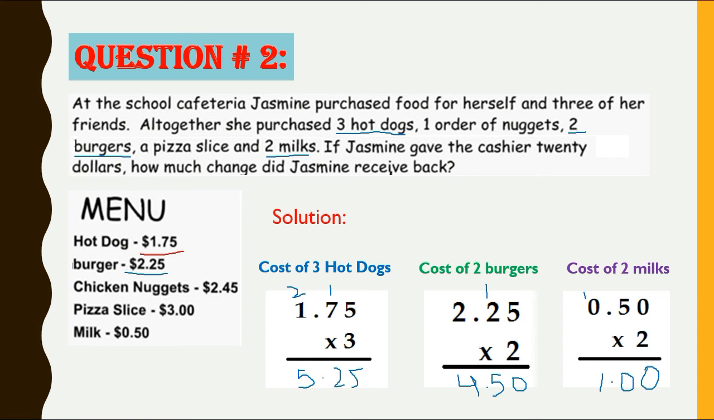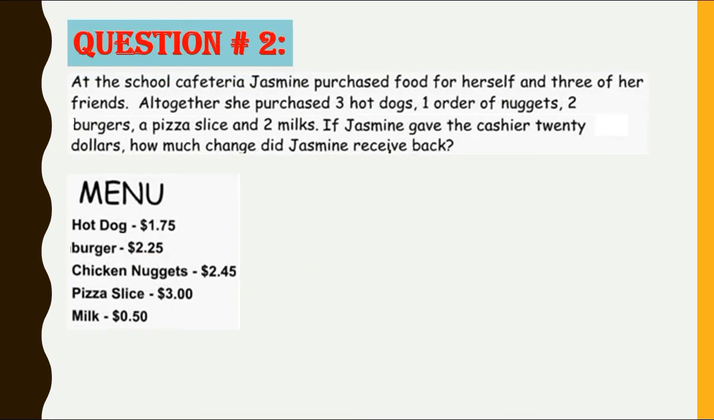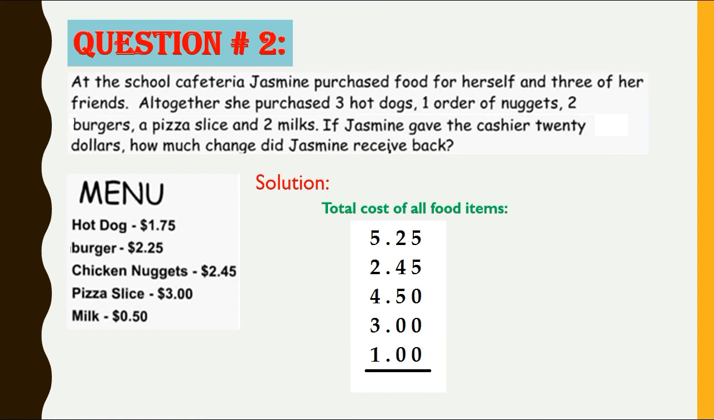Now what we will do next, we have found the cost of these items. Now we'll find out the total cost of all the food items. Like this. 5.25 was the cost of 3 hot dogs. 2.45 was the cost of the chicken nuggets. 4.50 was the cost of 2 burgers. 3.00 is the cost of the pizza slice, and 1.00 is the cost of milk. So 16.20 is the cost of all the food items.